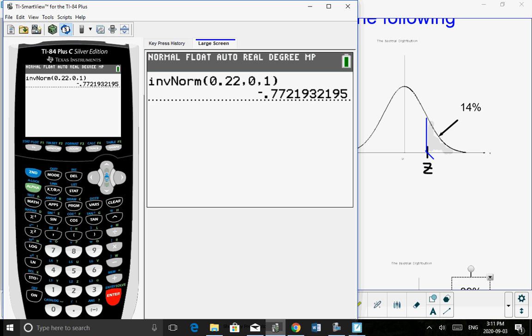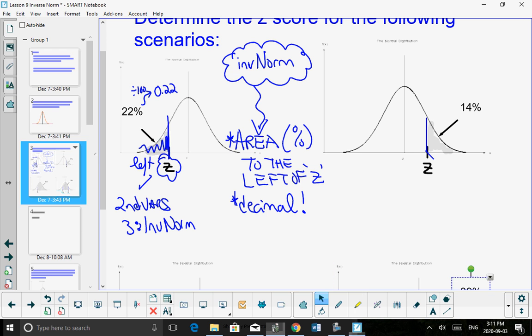And there it is. So this has a z-score of negative 0.77, and we always take it to 2 decimal places. First things first, you should have expected this answer to be negative because we are below the mean. So make sure that the answer does make sense.